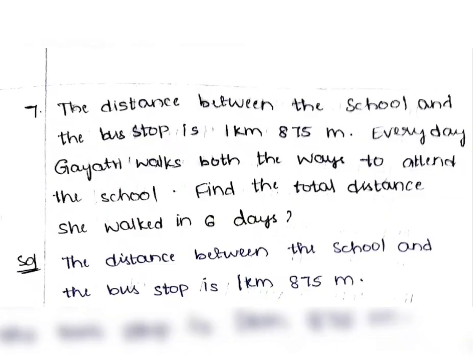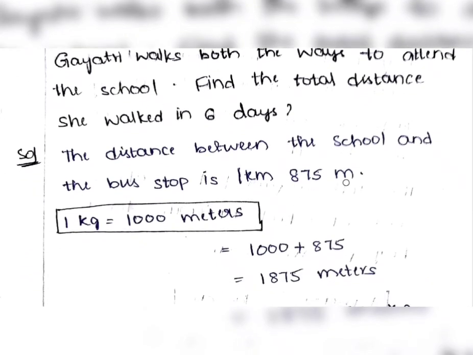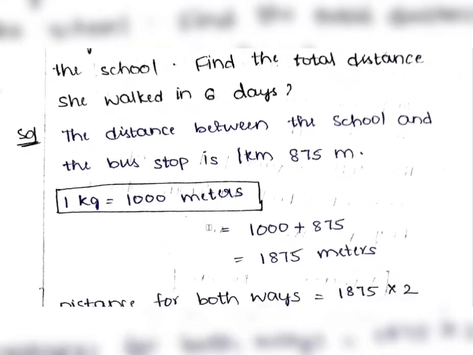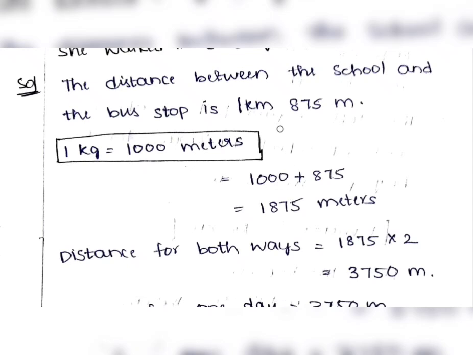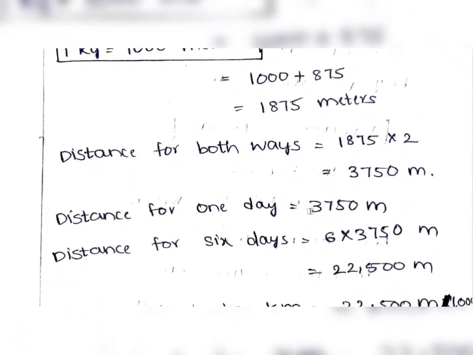Next, in exercise 1.5, the distance between the school and the bus stop is 1 kilometer 875 meters. Every day, Gayatri walks both ways to attend the school. Find the total distance she walked in 6 days. The distance between the school and the bus stop is 1 kilometer 875 meters, which is given in the question. Sorry, this is not 1 kg, it is 1 kilometer. 1 kilometer is equal to 1000 meters. This is the formula. 1000 meters plus 875 meters is 1875 meters.